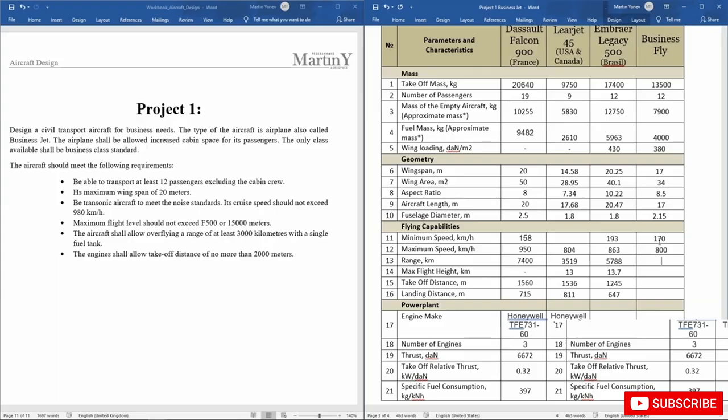The range of our aircraft at this point I will put at 3000, as stated in our project. Then the maximum height of the flight, I would say, would be about 13 kilometers. Then the takeoff distance, I would say, is going to be about 1500. Okay, let's put 1510. And the landing distance is going to be about 750, I would say.